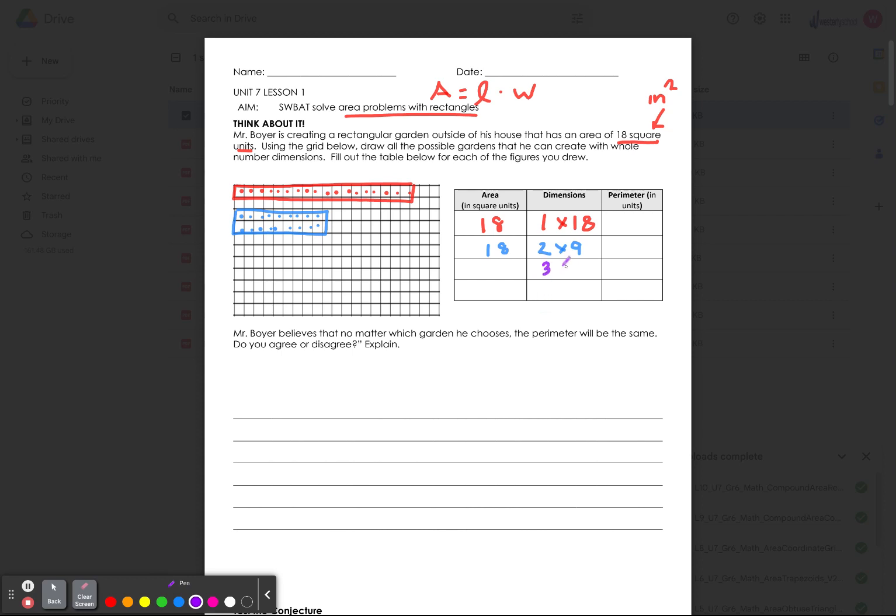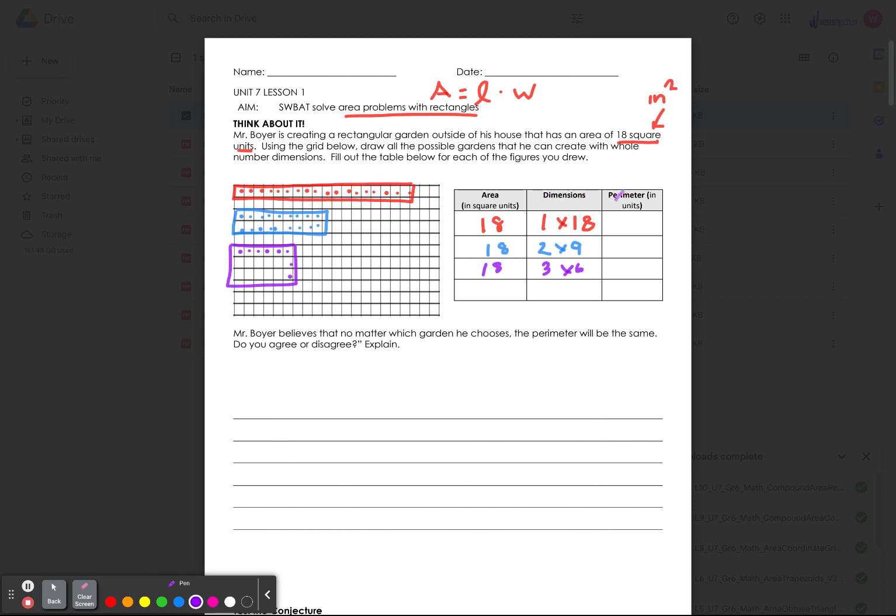We could do 3 times 6 would also give us 18. So the dimensions of this rectangular garden would be 1, 2, 3, 4, 5, 6. And then we would have that 3 by 6 will give us 18. So to find the area, it's length times width.